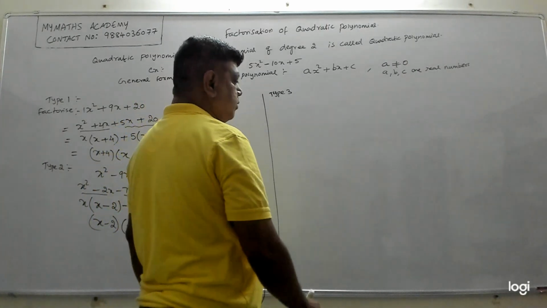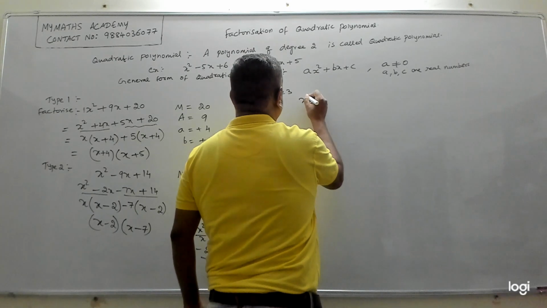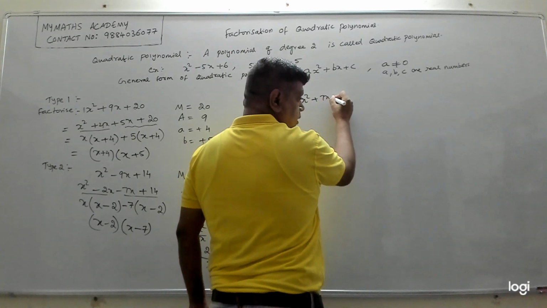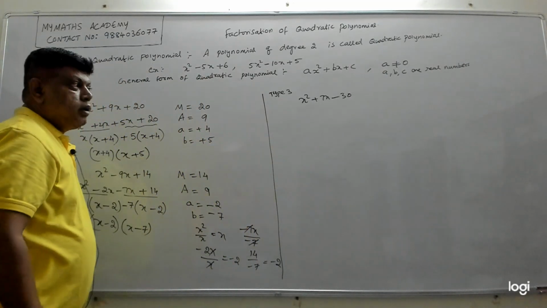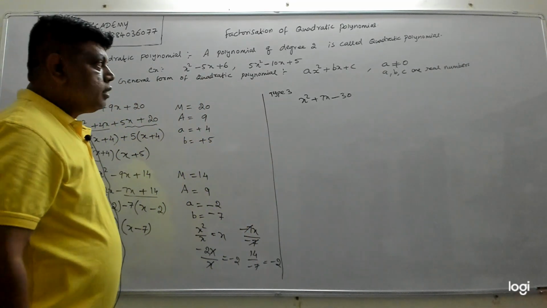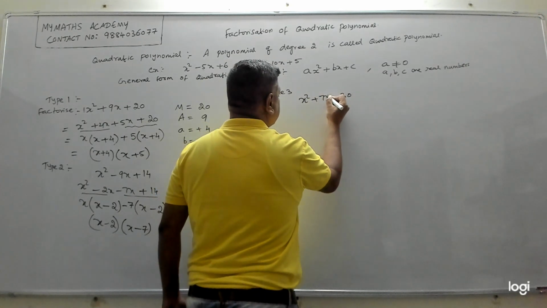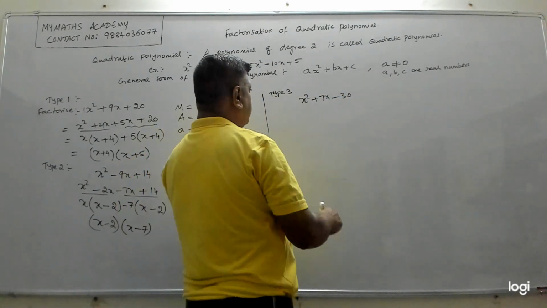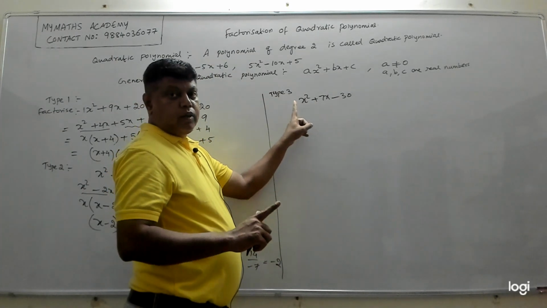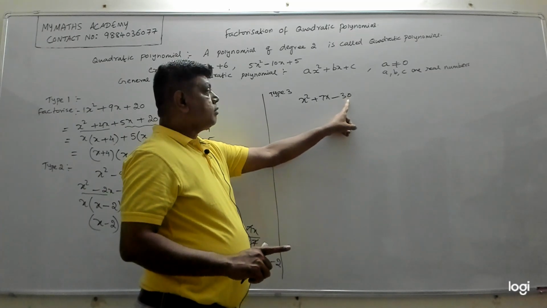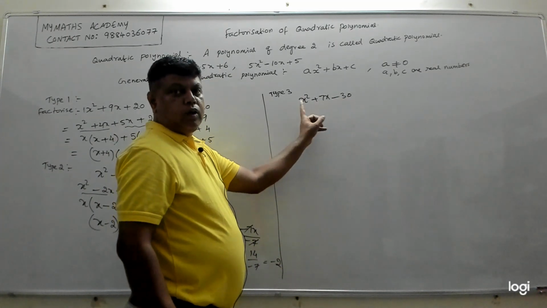Suppose if we have something like this: x square plus 7x minus 30. X square plus 7x minus 30. Now again, first we have to check the coefficient of x square. Coefficient of x square is what? 1. Now 1 multiplied with the number, 1 into 30 is 30. Don't worry about the sign now. 1 into 30 is 30.